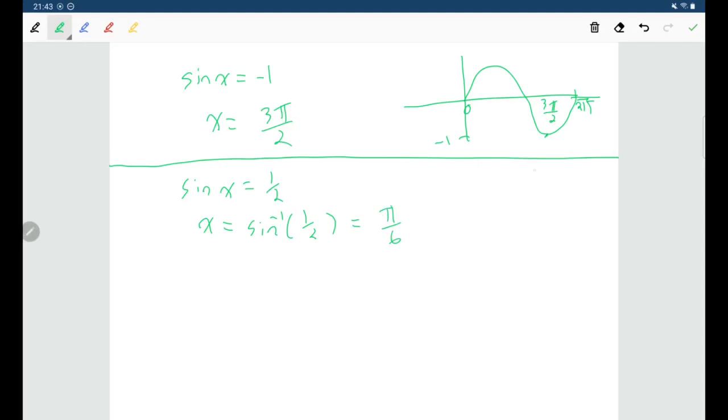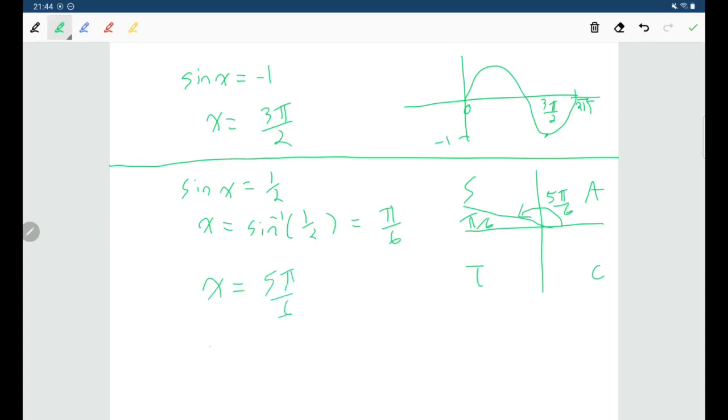And of course, you know that we're looking for solutions between 0 and 2 pi. And knowing that sine is positive in quadrant 1 and also in quadrant 2, that tells us that we're going to have another solution that will also have that reference angle of pi over 6. And that would be the angle 5 pi over 6. So that would be the other solution that we would have in that interval from 0 to 2 pi.